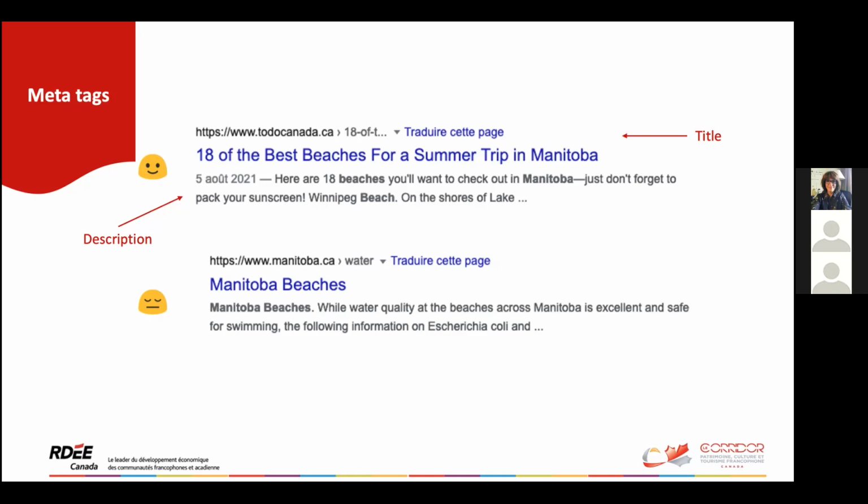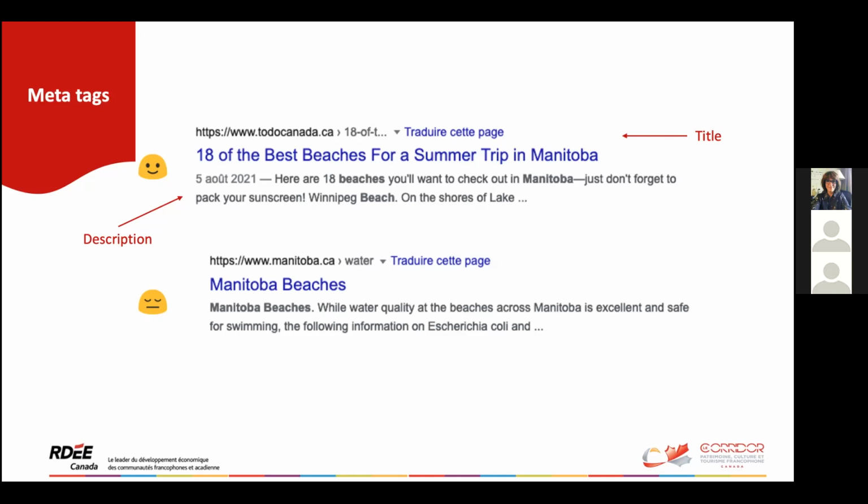So for your meta tags, you have the meta title, which is in blue. That's where you want to insert a main keyword at the beginning of the title, if you can. And you want an engaging sentence of about 7 to 8 words. For example, this one, 18 of the best beaches for a summer trip in Manitoba. So I take it that one of their keywords was beaches, and it's there at the beginning of the sentence, which is great. The second one that we see, the title is quite basic, Manitoba beaches. It's so-so. I mean, it says what it says.